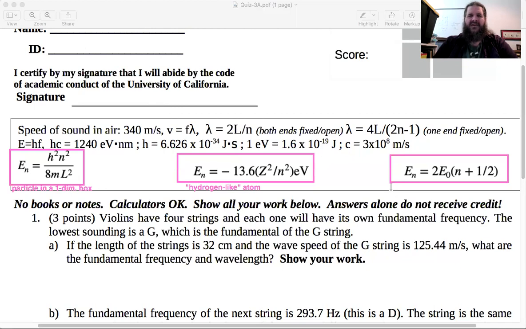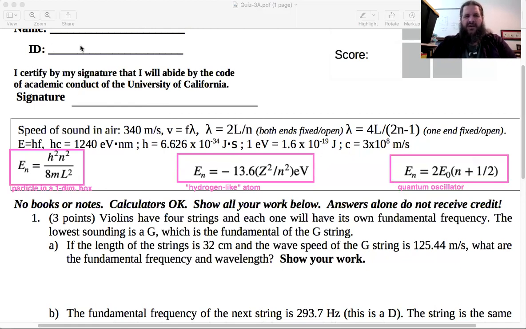And what about this third equation here, the 2 E0 times n plus 1/2? What sort of system is that describing? Yeah, that's any quantum oscillator. So basically anything that acts like it's connected by a spring, such as 2 bonded particles that are oscillating back and forth, attracting and repelling each other. And again, this is just describing what energy levels are permitted. Where n, I think in this case, n is allowed to be 0. So n is 0, 1, 2, 3, etc.